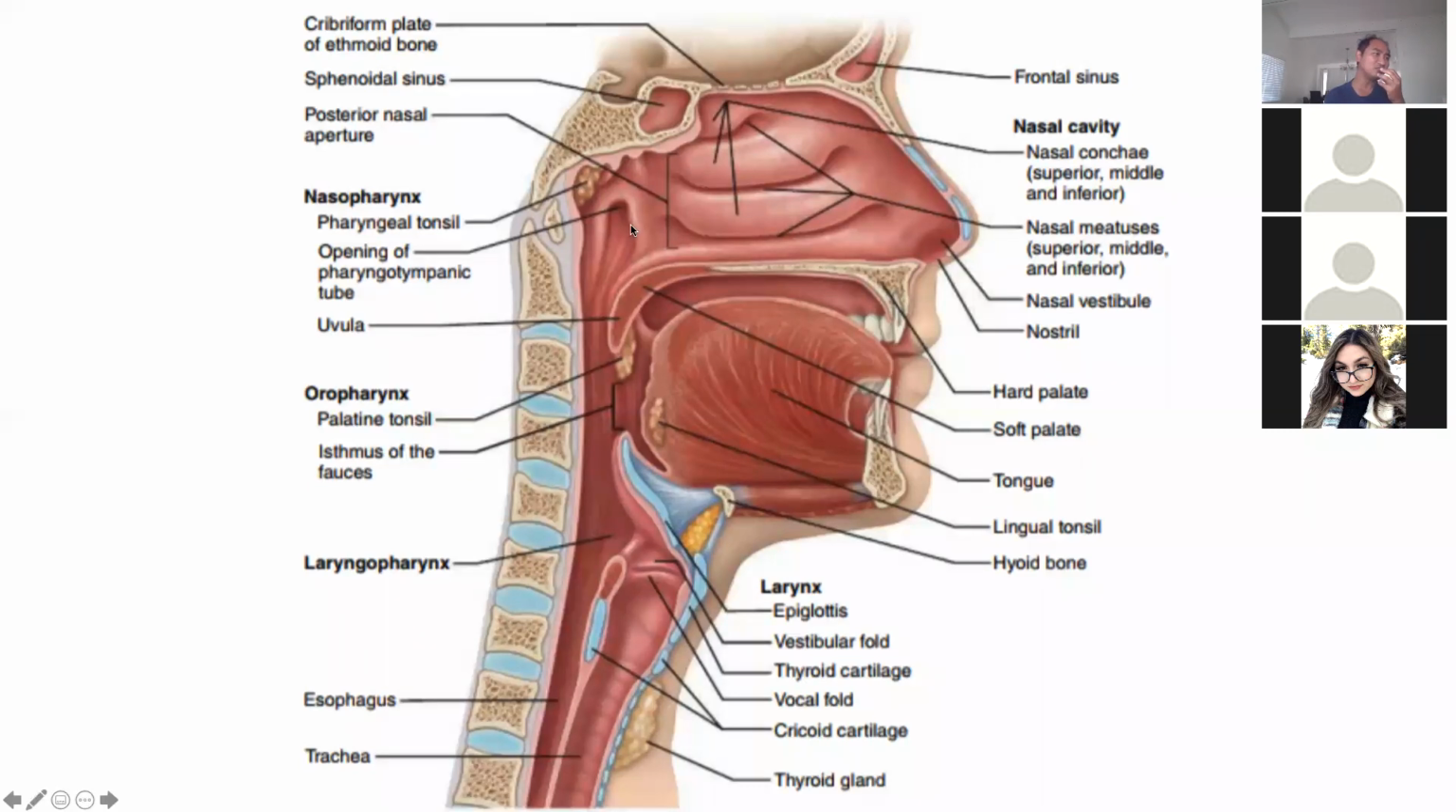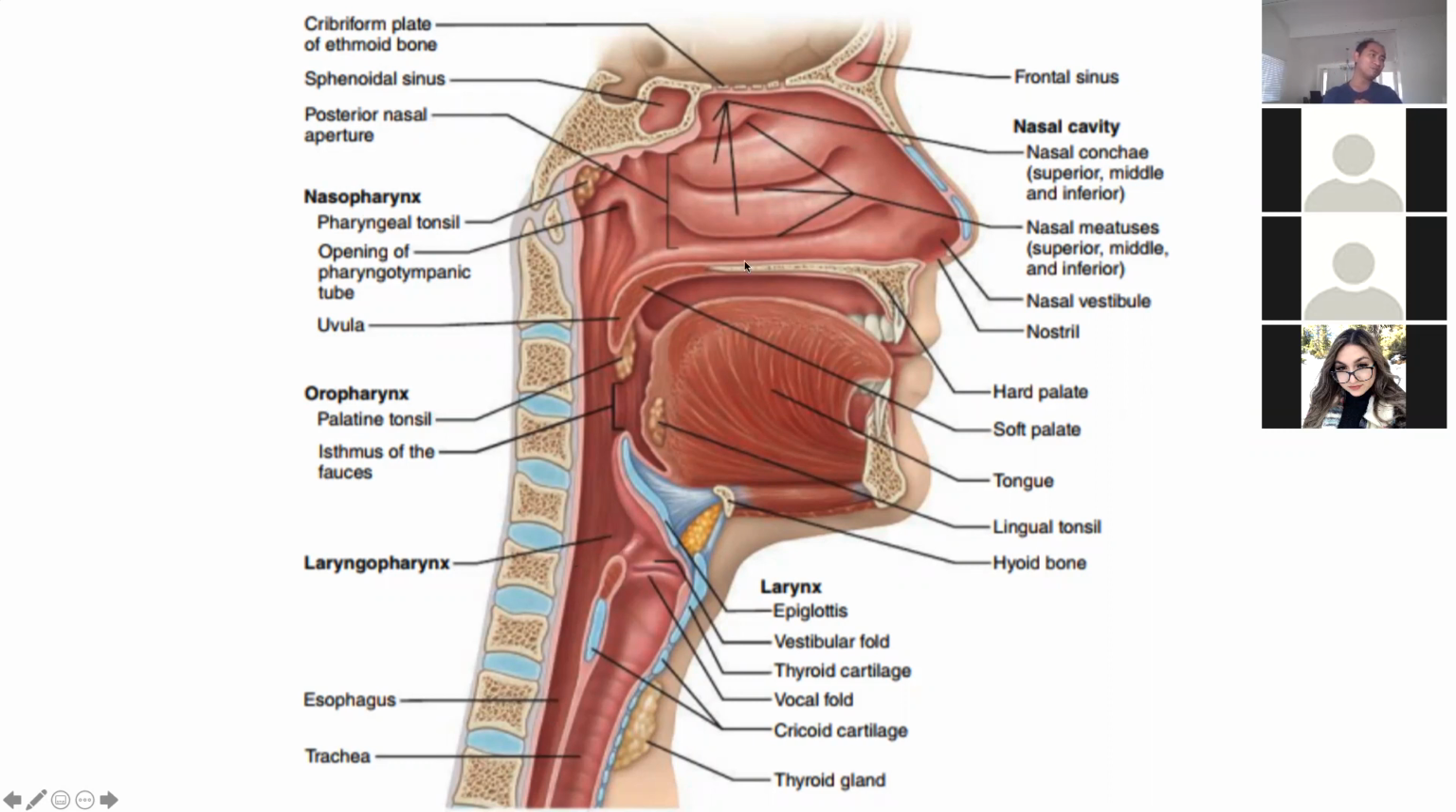Laryngopharynx. So nasopharynx, oropharynx, and laryngopharynx leads to the larynx. The larynx is our throat. So look at the relationship between the larynx, laryngopharynx, and the esophagus. The esophagus is our swallowing tube.